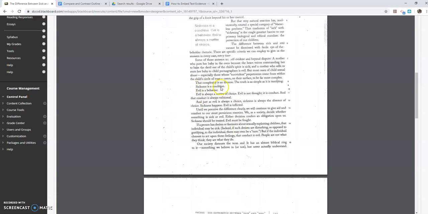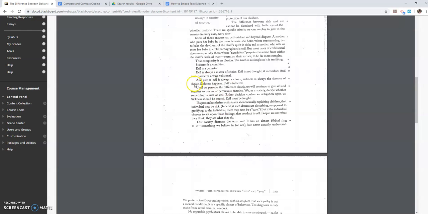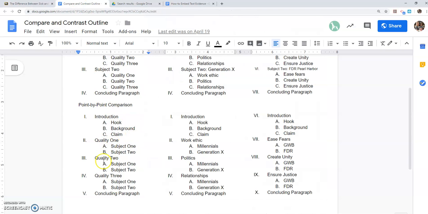He says sickness is a condition. Evil is a behavior. Evil is a choice. It is a conduct. Okay? And then he says just as evil is always a choice, sickness is always the absence of choice. Sickness happens, evil is inflicted. And so as you can tell right here, he is doing this kind of structure. Okay, point by point, back and forth, back and forth. The points are the same, the topics are the same, or the qualities are the same, but it's just sickness is this, evil is this.